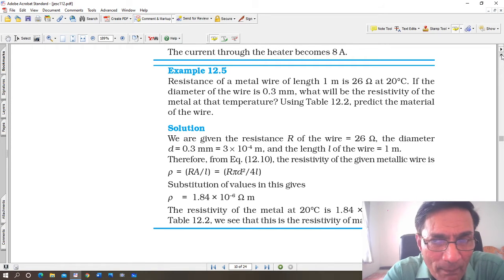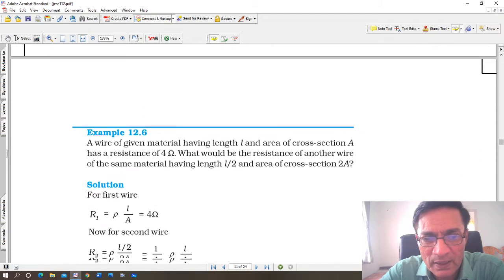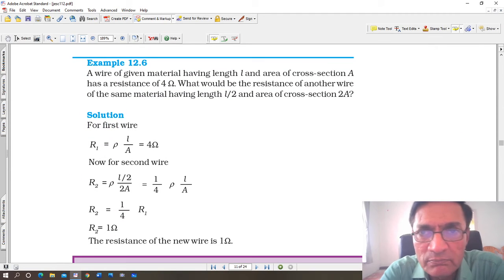Now if you compare this to the table, 1.84 is found to be manganese. So the material of the wire is manganese. All right, now let us see the next part. There is one more numerical.